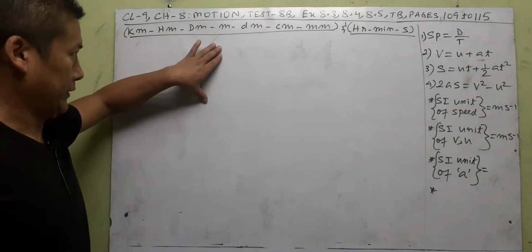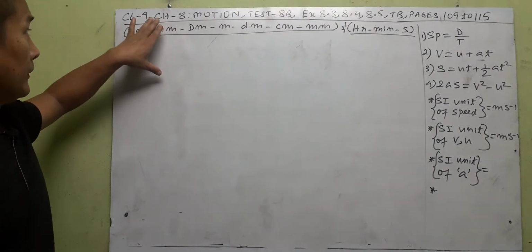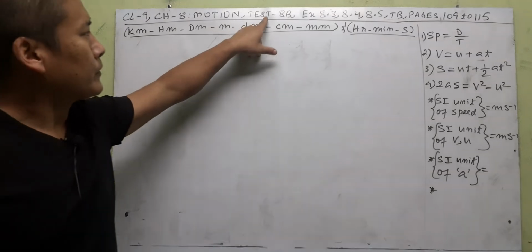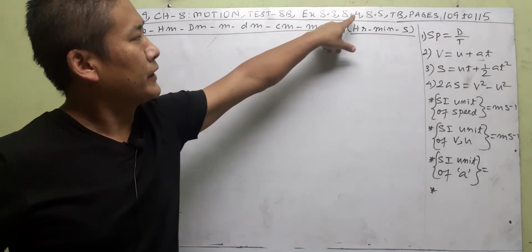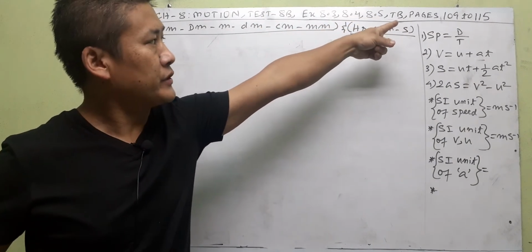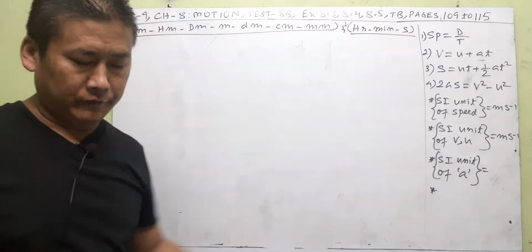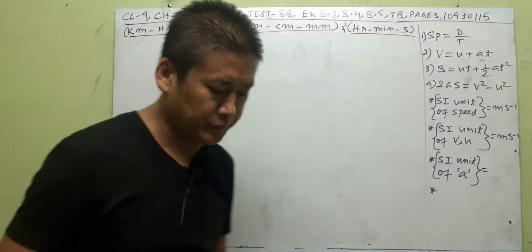Okay, so the next numerical test for chapter 8 motion, class 9, test 8B. These are the ones that you write down. You'll find them on pages 109 to 115 of your textbook. So let's go to the first question.